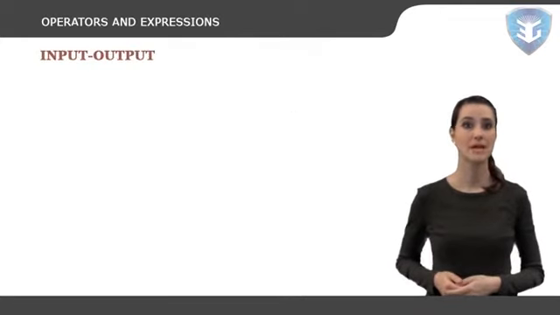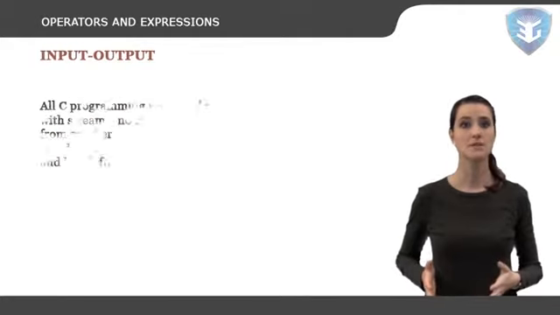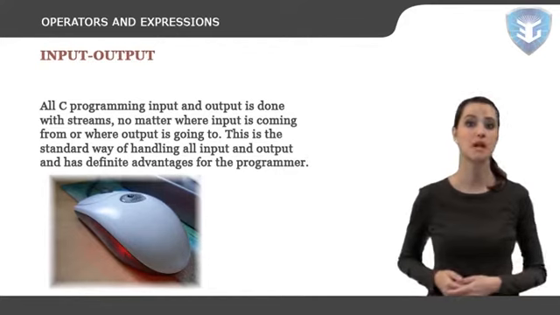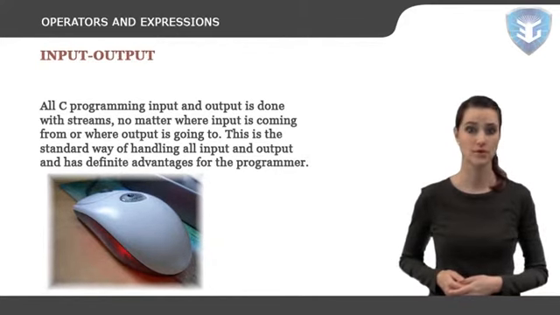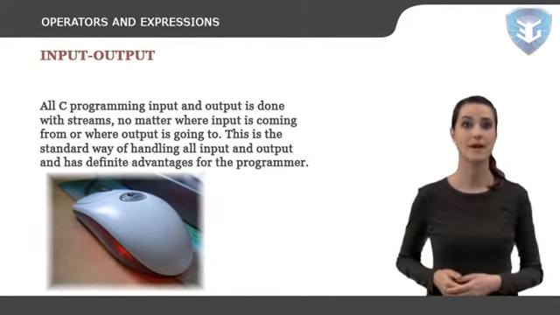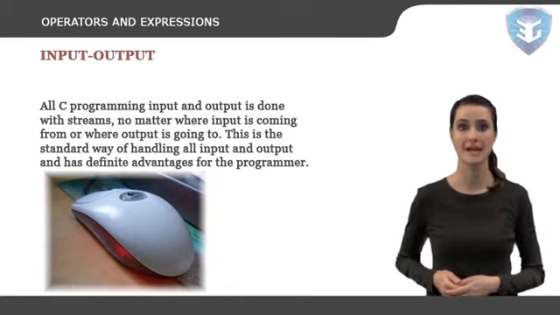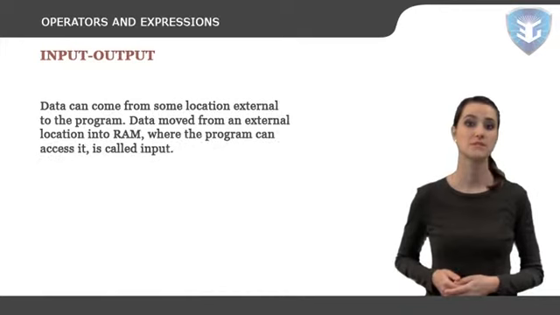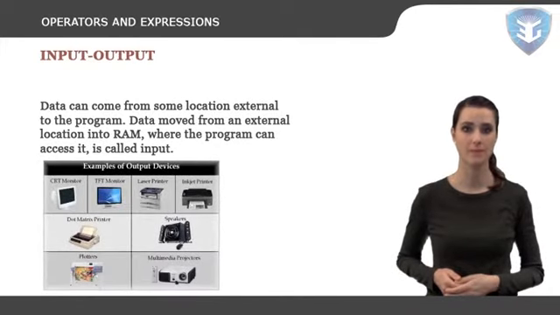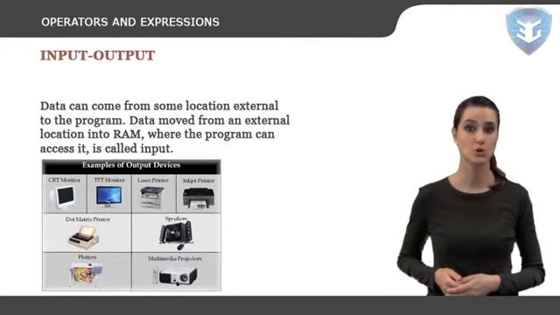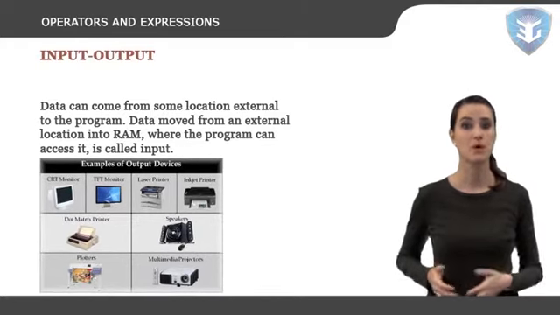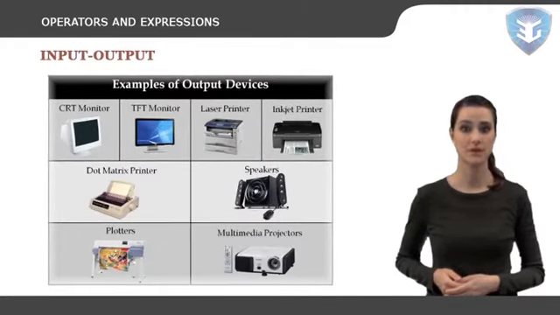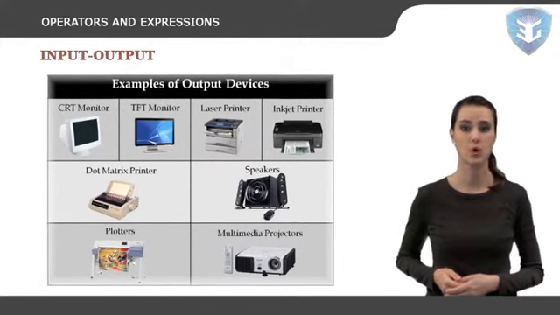Let us know about input-output. All C programming input and output is done with streams, no matter where input is coming from or where output is going to. This is the standard way of handling all input and output and has definite advantages for the programmer. Data can come from some location external to the program. Data moved from an external location into RAM where the program can access it is called input. The keyboard and disk files are the most common sources of program input.